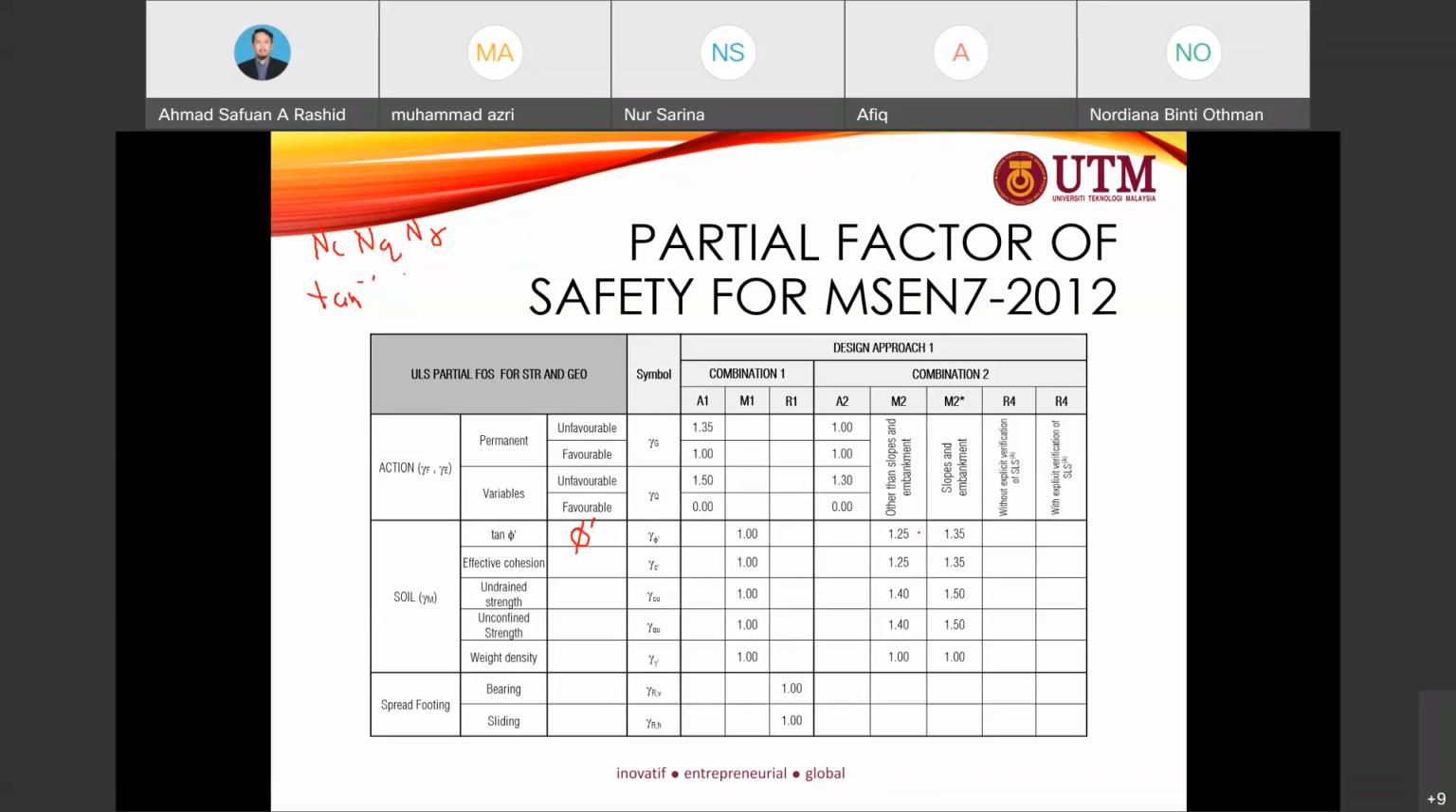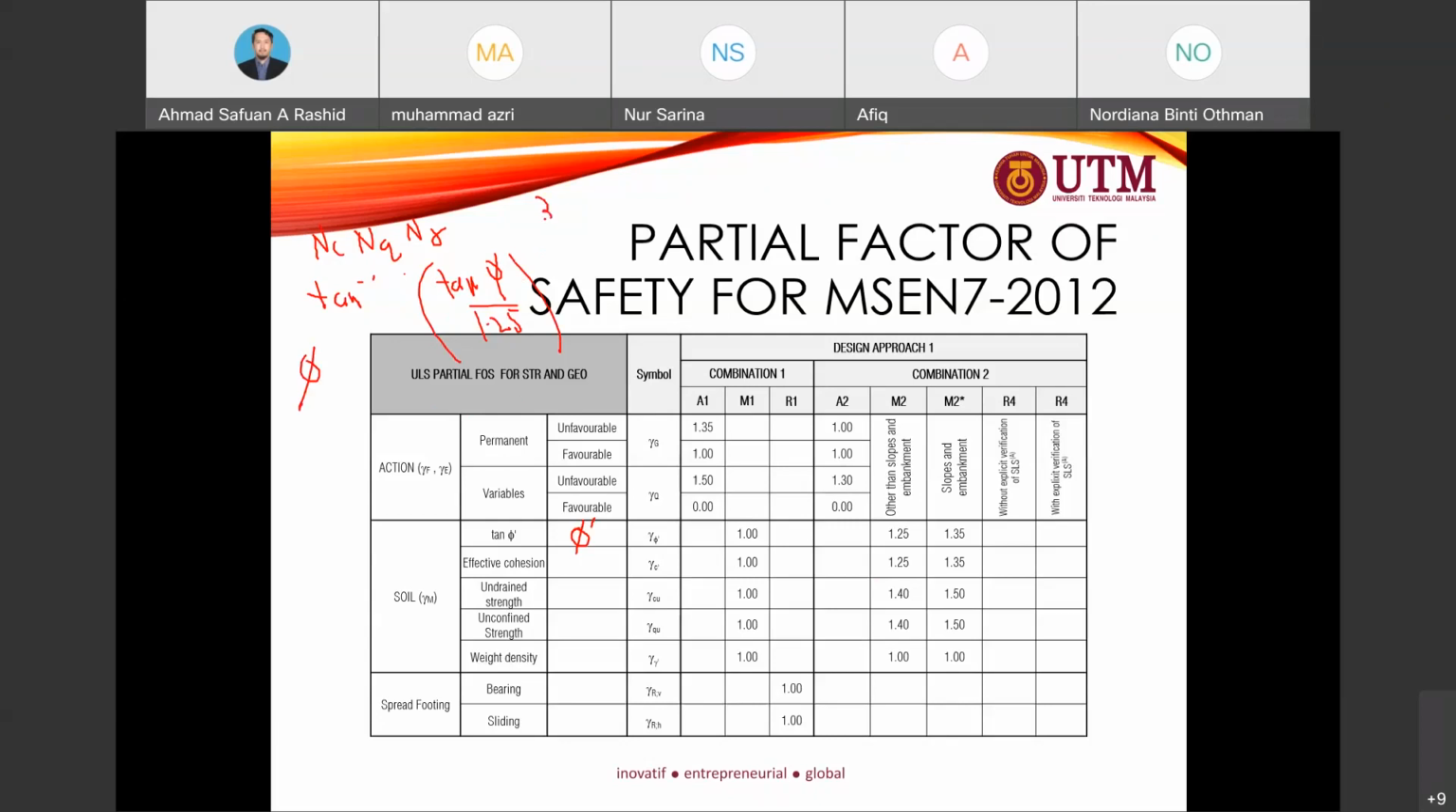Okay, the problem is when we use combination number two, we need to divide, for example, tangent phi over 1.25. That is the factor of safety. Then we need to apply the inverse tangent to get the phi value later. So it will be a little bit different.